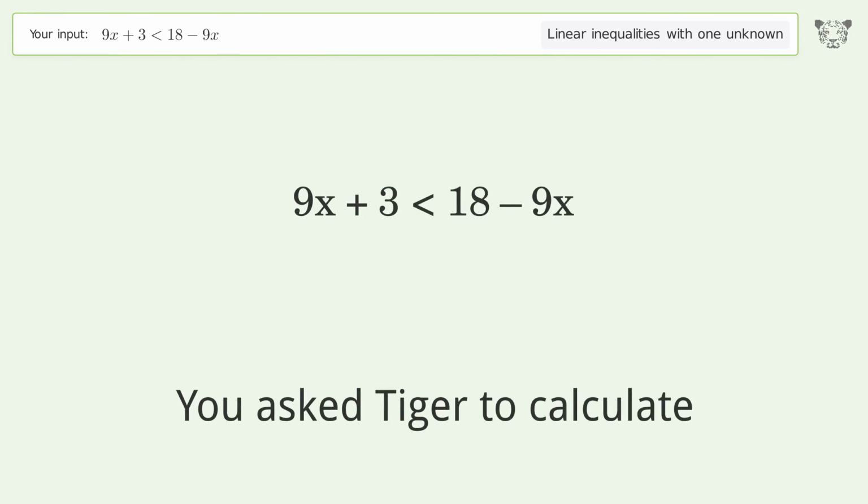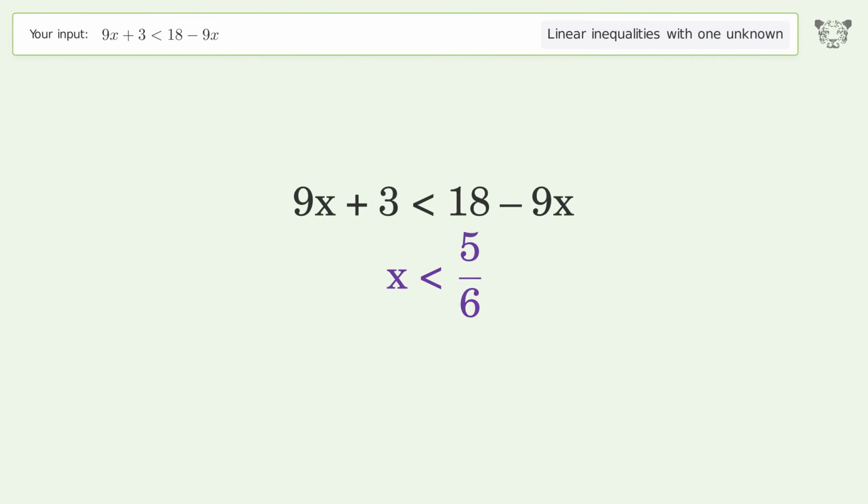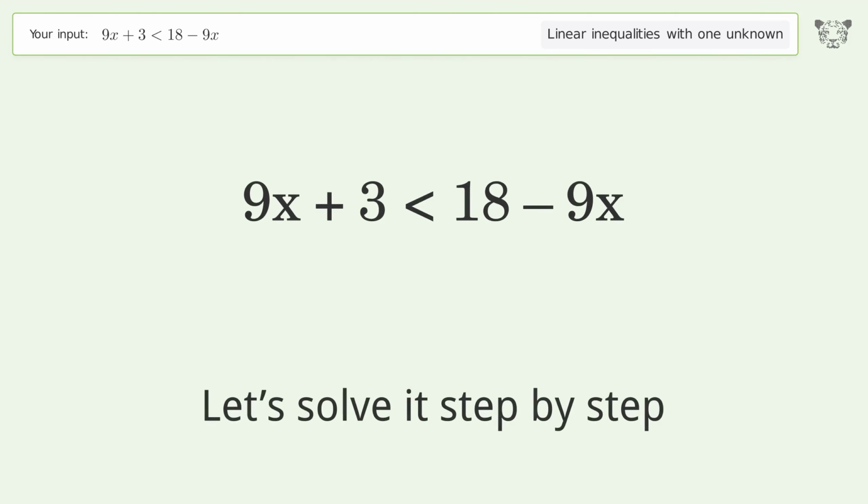You ask Tiger to calculate. This deals with linear inequalities with one unknown. The final result is x smaller than 5/6. Let's solve it step by step.